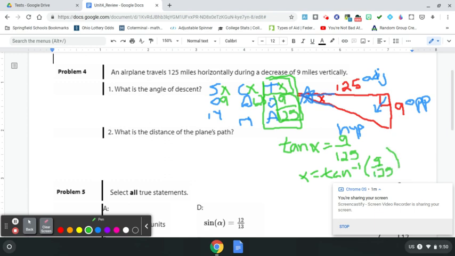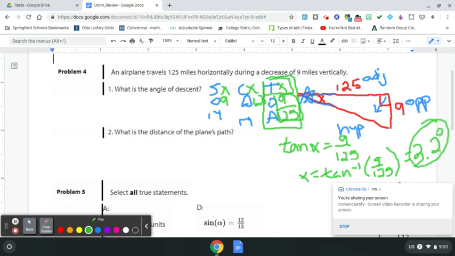And now I go to my calculator. Second tangent, 9 divided by 125, close parentheses. Or if you're on your phone, 9 divided by 125, enter. And then second tangent should pop up with your answer. And I should get 3.2 degrees for my angle of descent.